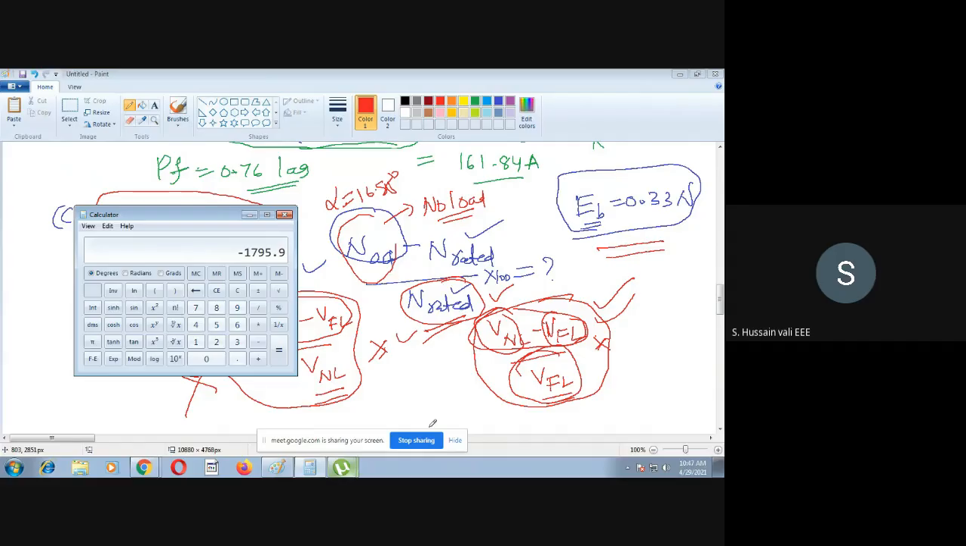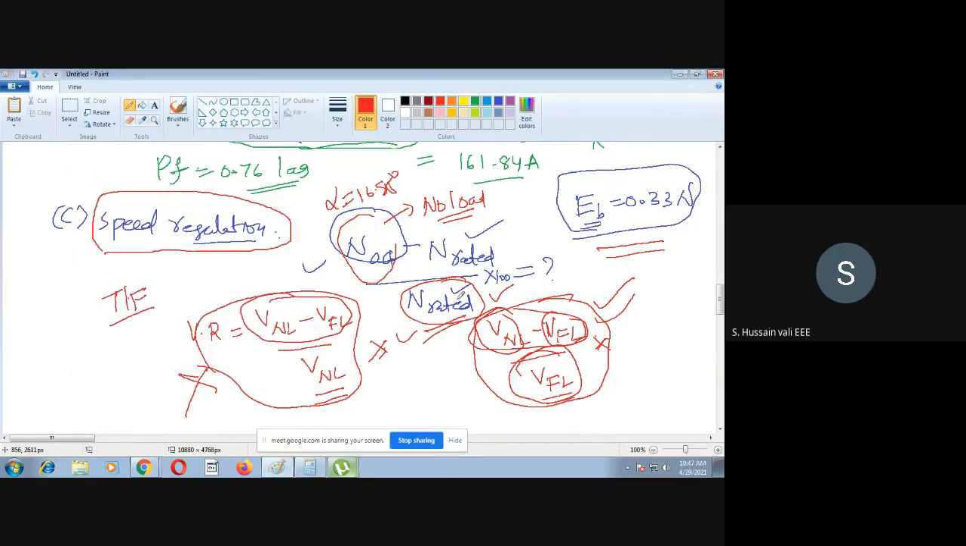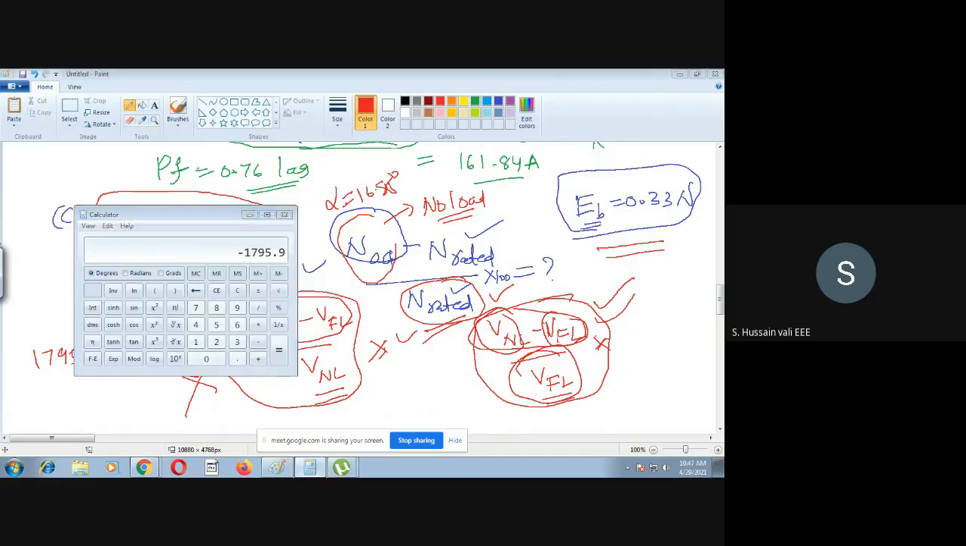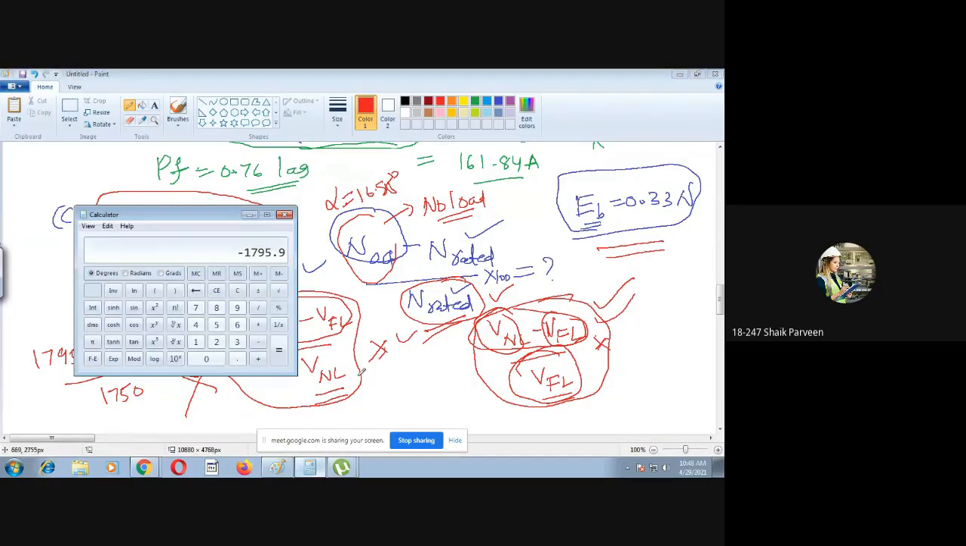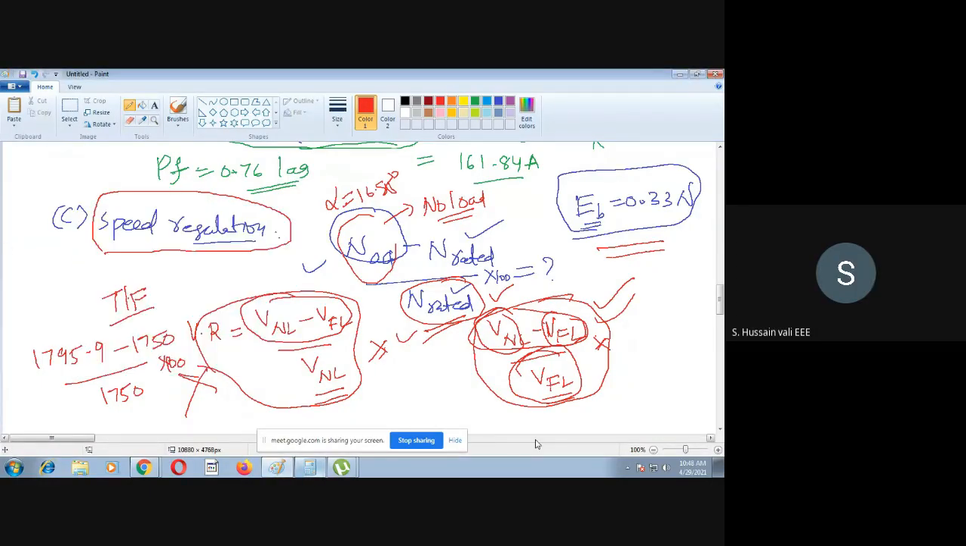1795. Yes. So we will take N actual as 1795.9. Minus the rated speed, how much is the rated speed? 1750, divided by 1750, into 100. How much will you get now? 2.62, sir. Yes, that's correct. So 2.62 percent. The speed regulation is 2.62. That's it.